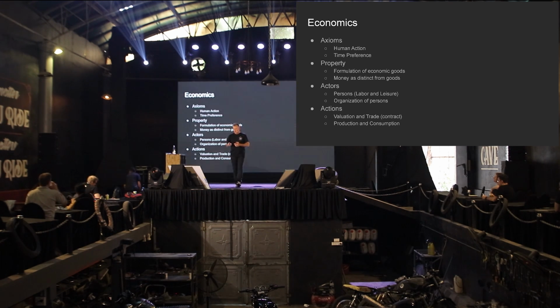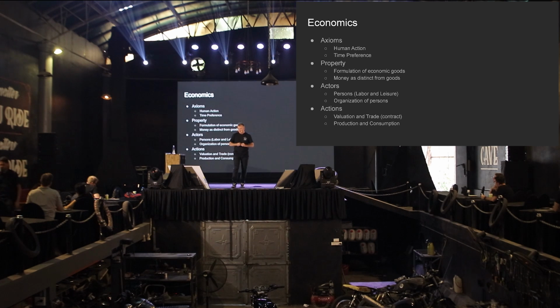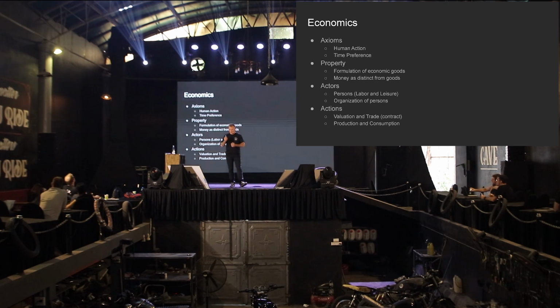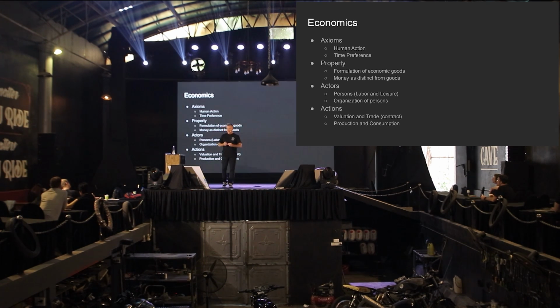Economic goods are distinct from money, and we'll talk about that a little bit. And then the actors are people, persons. You'll see why I break these down into labor and leisure and not something like capitalist and labor. Organizations of people working together are sometimes considered separate types of actors, but I don't consider an organization a separate actor from a person. They're just groups of people acting together. And the actions themselves: people form valuations, they trade, which is a contract and is an action, and there's production and consumption. Those are the actions that I can come up with.